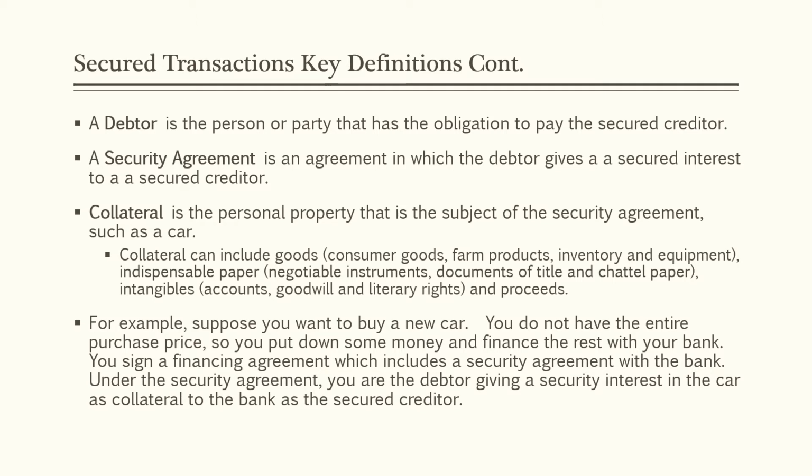For example, suppose you want to buy a new car. You do not have the entire purchase price, so you put some money down and finance the rest with your bank. You sign a financing agreement which includes a security agreement with the bank. Under the security agreement, you are the debtor giving a security interest in the car as collateral to the bank as the secured creditor. That's basically how a security interest is created.